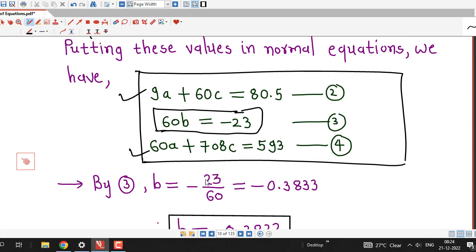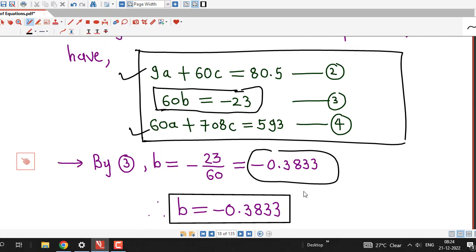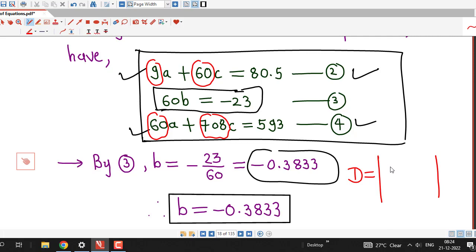Now first we solve the equation for b. So we can see b equal to minus 23 divided by 60, that is minus 0.3833, and we can solve the other two equations using Cramer's rule. So for Cramer's rule, what do we require? First we require the determinant D of coefficients of A and C. The first column is for the coefficients of A, that is 9 and 60. The second column is for the coefficients of C, that is 60 and 708.